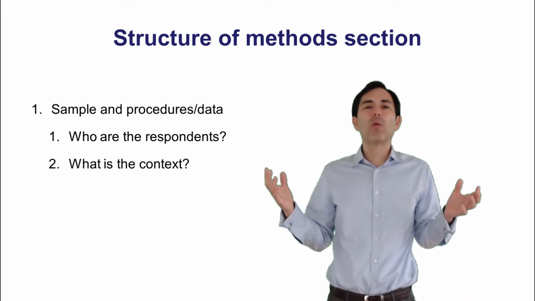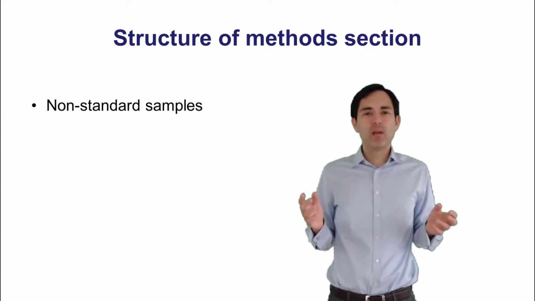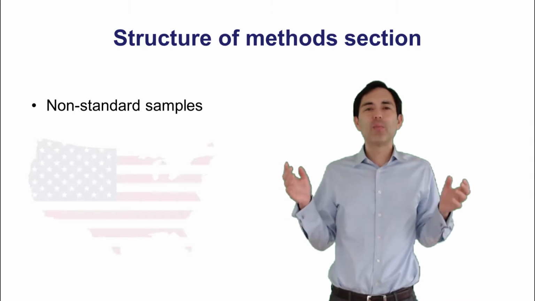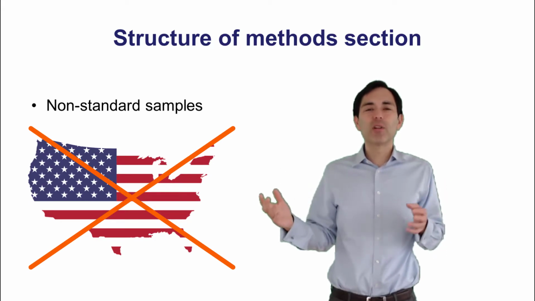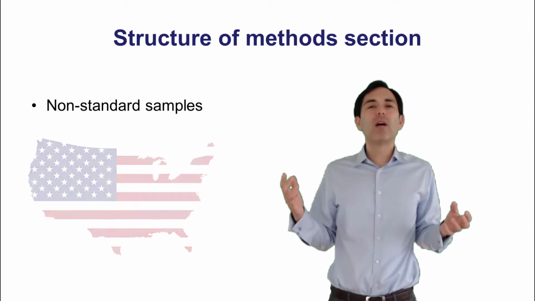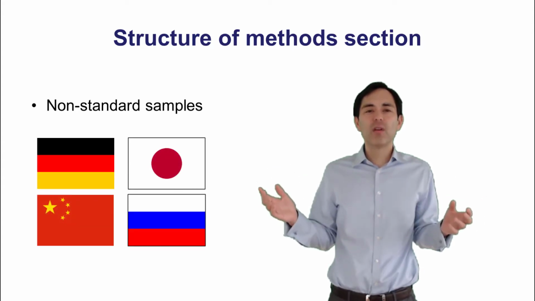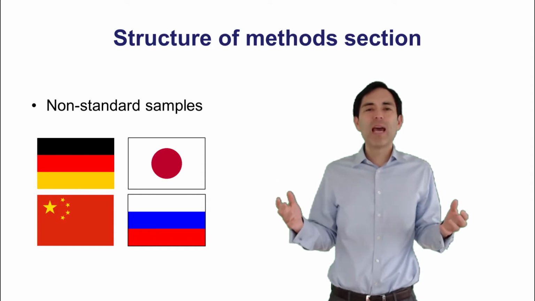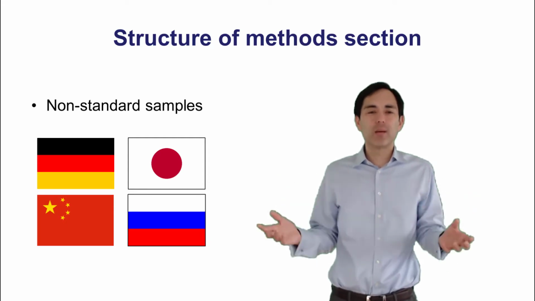That's particularly common for qualitative studies, and in particular if you deal with non-standard samples. By non-standard samples, I mean any kind of sample that is not based in the USA. I'm not American, but in most journals, and most journals are American journals, the basic assumption is they're dealing with an American sample. If, however, you look at a sample in Germany, Japan, China, Russia, and so forth, you may briefly summarize your context, your sample, and also justify to what extent that is an important sample or context that we would like to study.